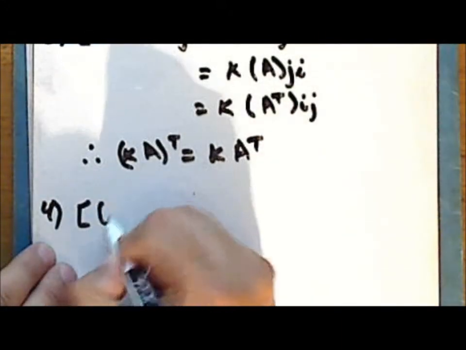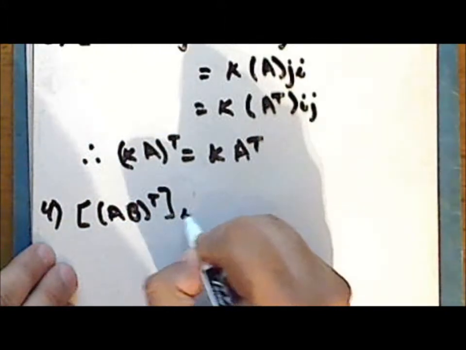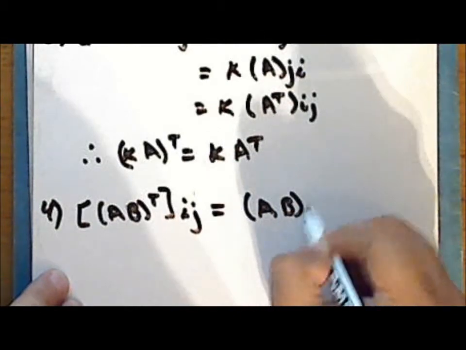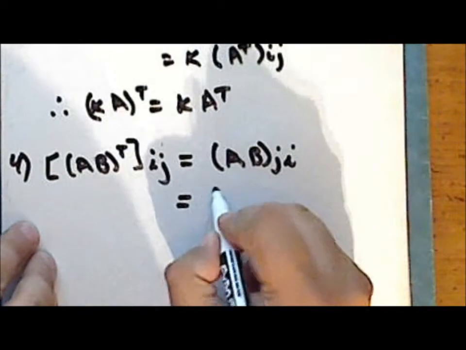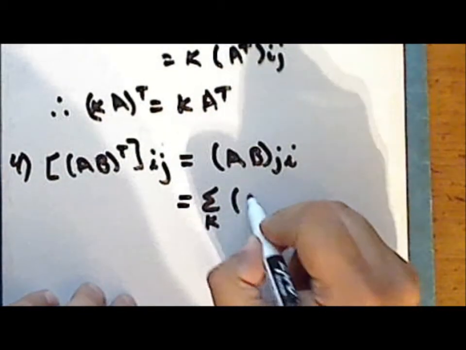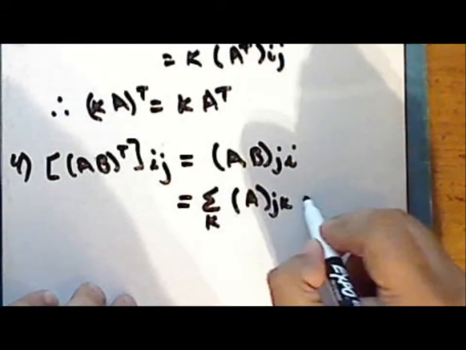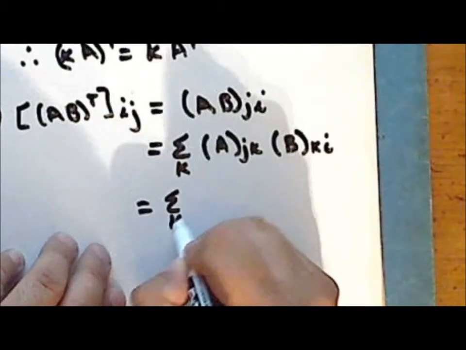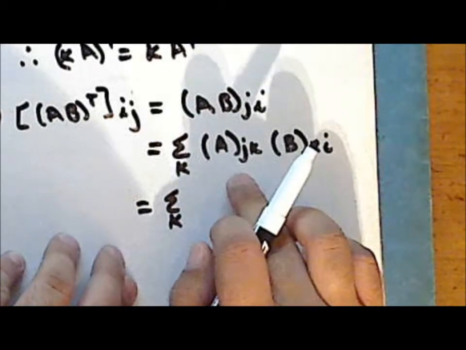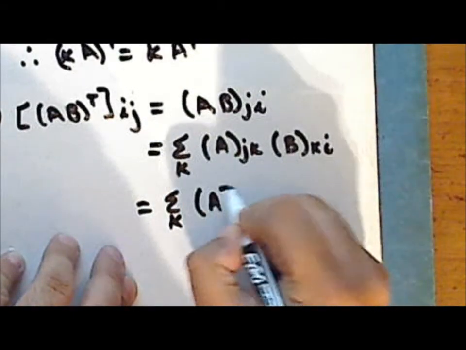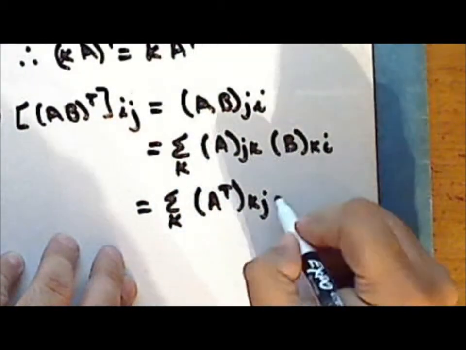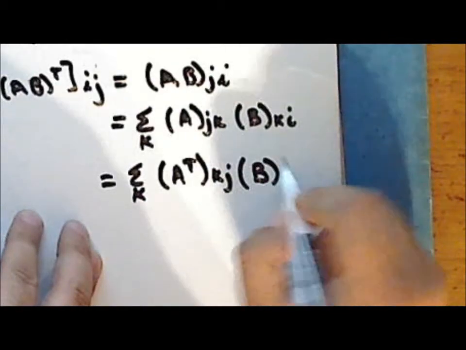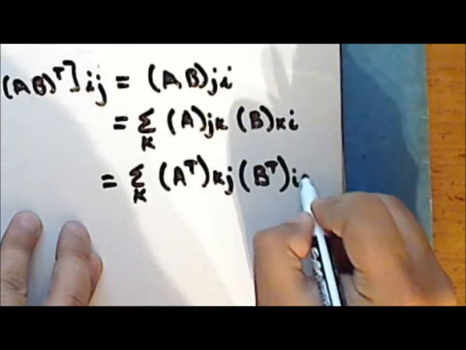Fourth. The entry in row I, column J, of the transpose of a product is the entry in row J, column I, of the product. And this is the sum over the index K of products of entries in row J of matrix A and column I of the matrix B. And so this is the sum over the index K of the component in row J, column K of the matrix A, which is the same as the component in row K, column J of the transpose of A. And the component in row K, column I of the matrix B is the same as the entry in row I, column K of the transpose of B.